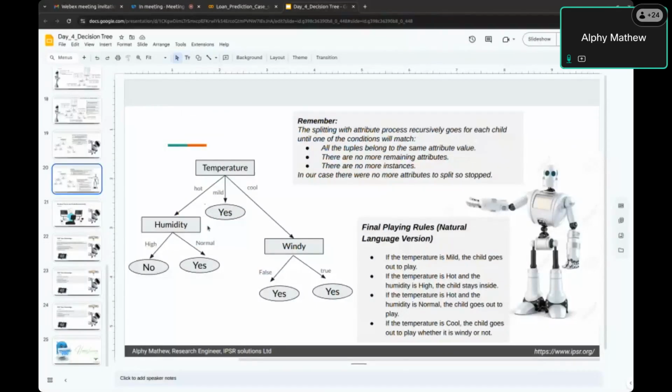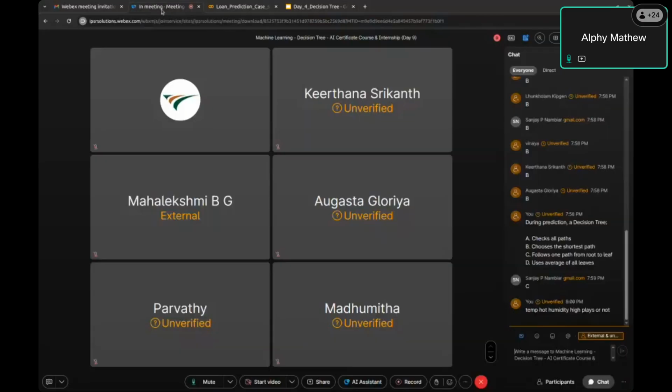We have the decision tree. What are we doing? We will start from the root node. We will traverse to the leaf node. Right? Temperature hot, humidity high. Then we will predict no. So it is finding a path from root node to leaf node. A single path, not all the paths. A single path from root node to leaf node. That is the option C. Follows one path from root to leaf. Sanjay got it correct. Very good.